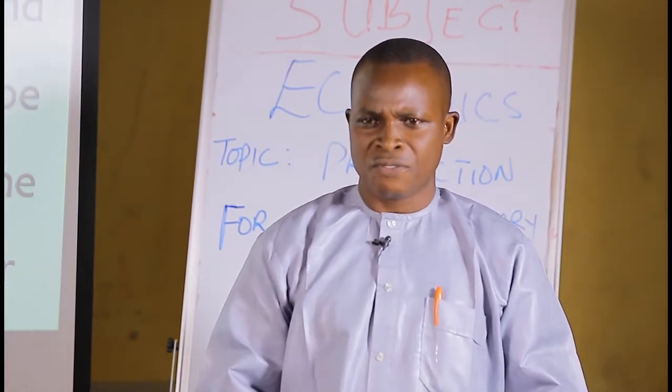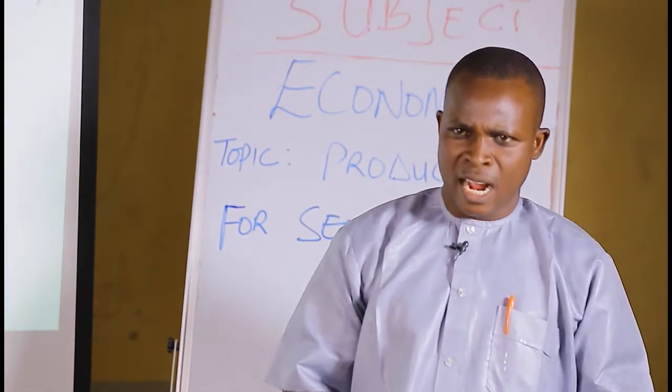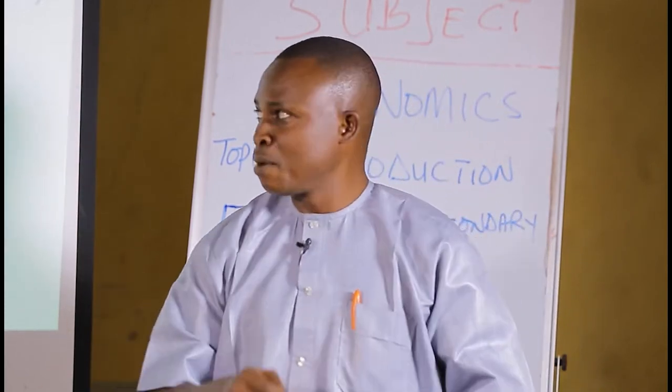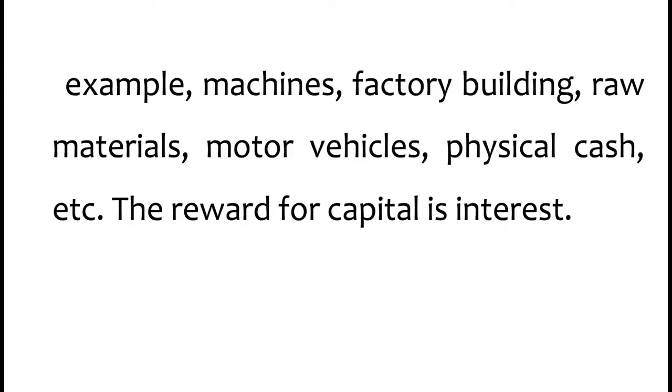And we equally have a grinding machine. You can use a grinding machine as capital to get another capital, that is, more money. These are examples of capital we have: machines, factory buildings, raw materials, motor vehicles, physical cash, and the rest of them. Now, the reward of capital is interest. The reward of capital is called interest.